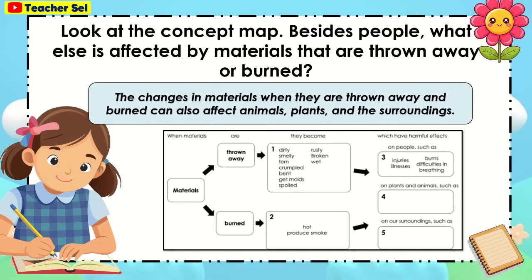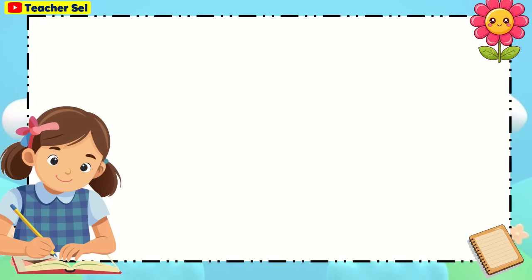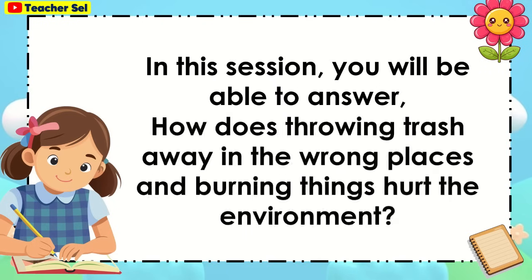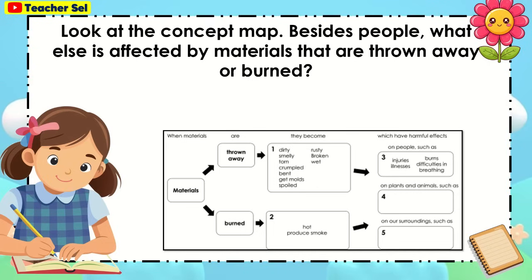You're right, the changes in materials when they are thrown away and burned can also affect animals, plants, and the surroundings. In this session, you will be able to answer how does throwing trash away in the wrong places and burning things hurt the environment.